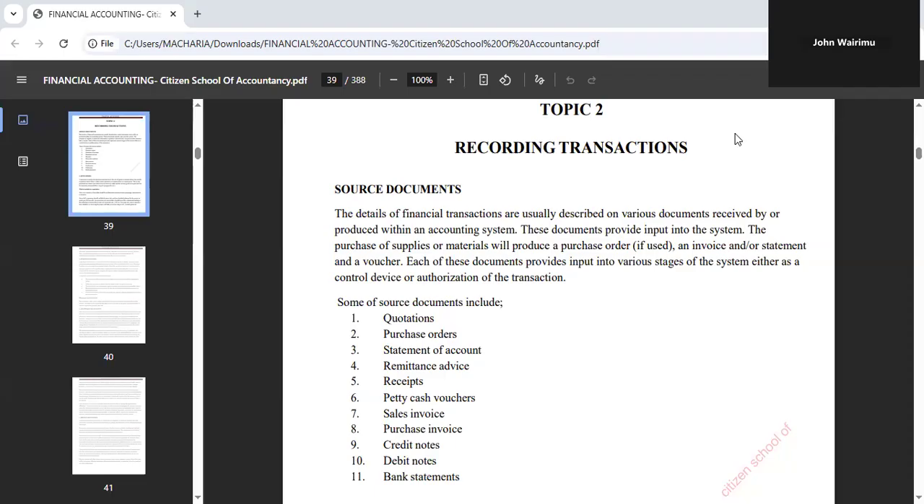Require a calculator. So welcome back to another session. And last week we completed topic number 1.